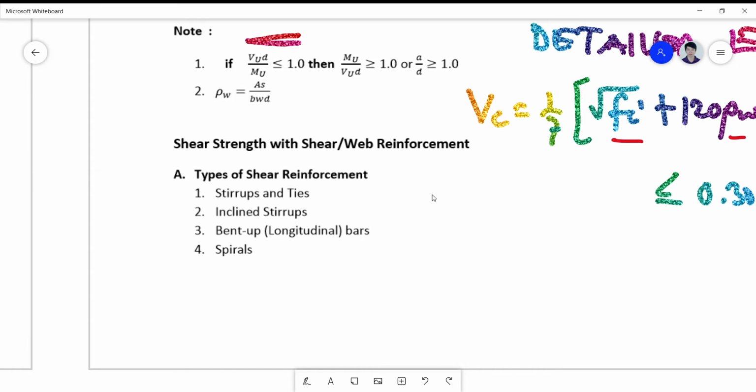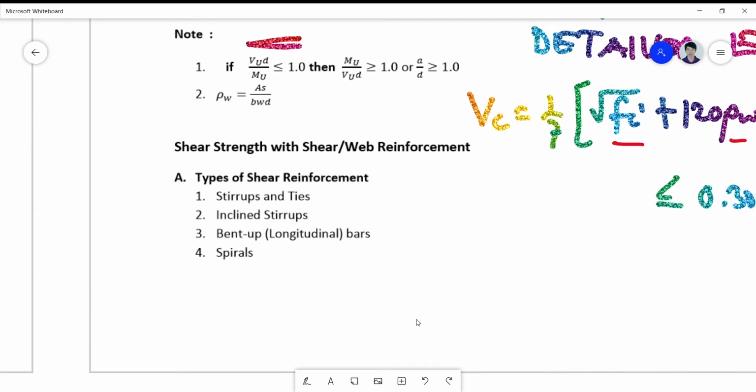Last time we talked about the shear contribution brought about by the concrete. So this time around we will be discussing the shear strength contribution due to the web reinforcement, or what is more commonly known as the stirrups.